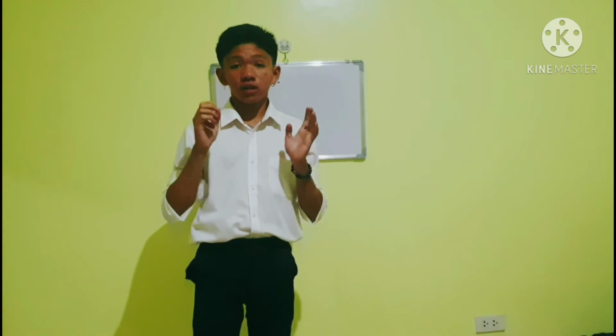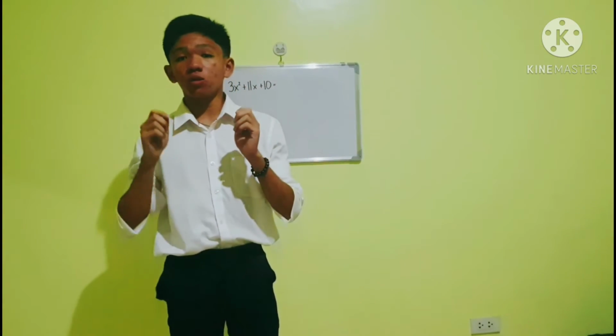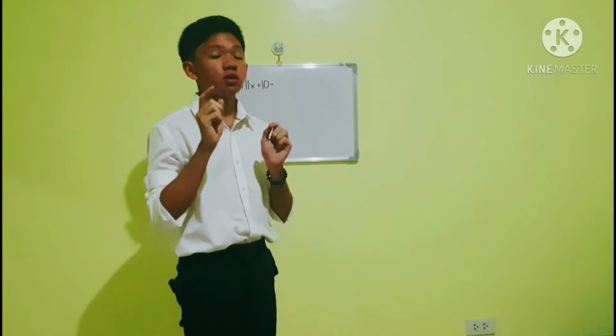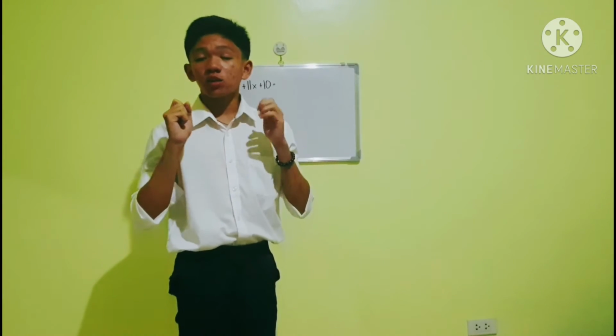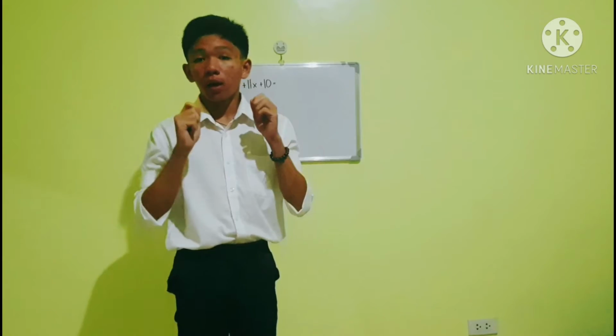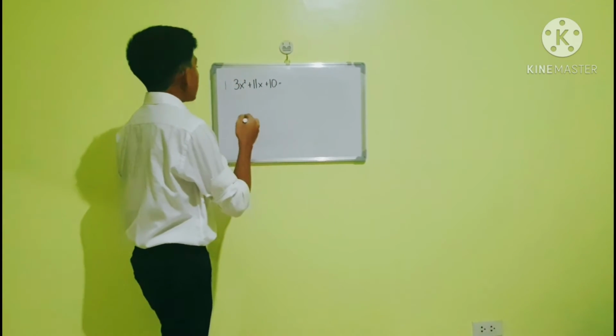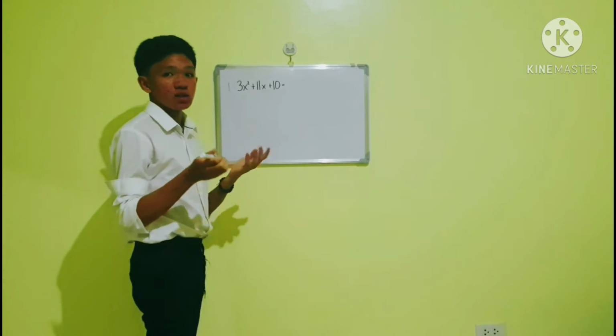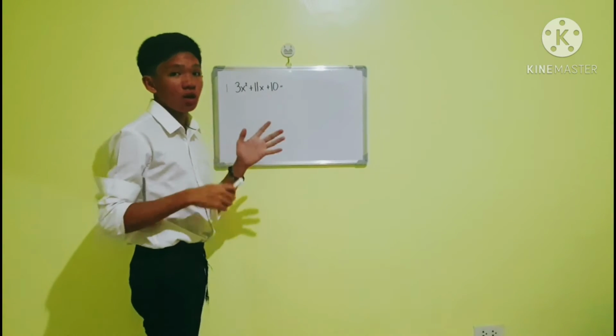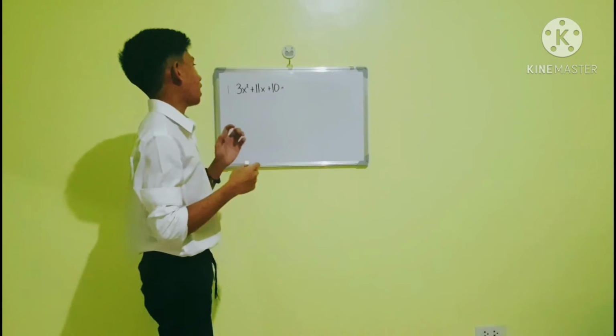For this video, I'm gonna teach you how to factor a quadratic trinomial in the form ax squared plus bx plus c by grouping. So, let's get started. Here is the first example. This first example is easy, but as we go along with this video, the examples will be getting harder.